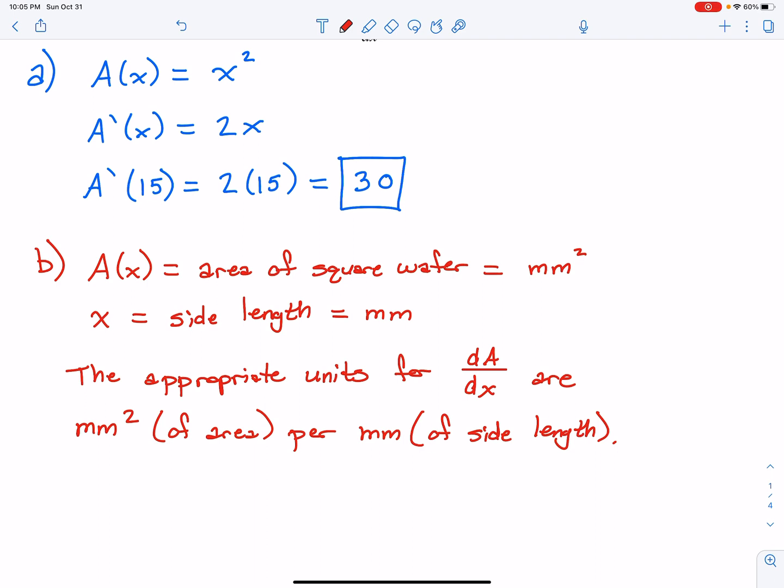And you might look at that and go, can't we just simplify that to millimeters? Well, no, we can't, because we're looking at two different sorts of units here. We're looking at the millimeters squared of area and the millimeters of side length. So we have to say something per something, just like when we're looking at other rates of change and we look at miles per hour, that sort of thing. So it's always going to be whatever we're looking at in the numerator, how we would measure that, per whatever we're looking at in the denominator, how we would measure that.